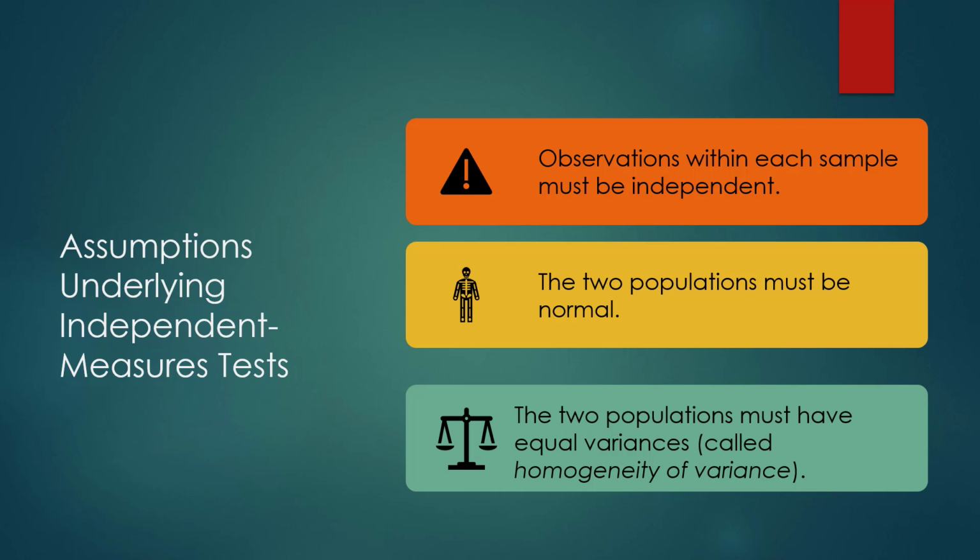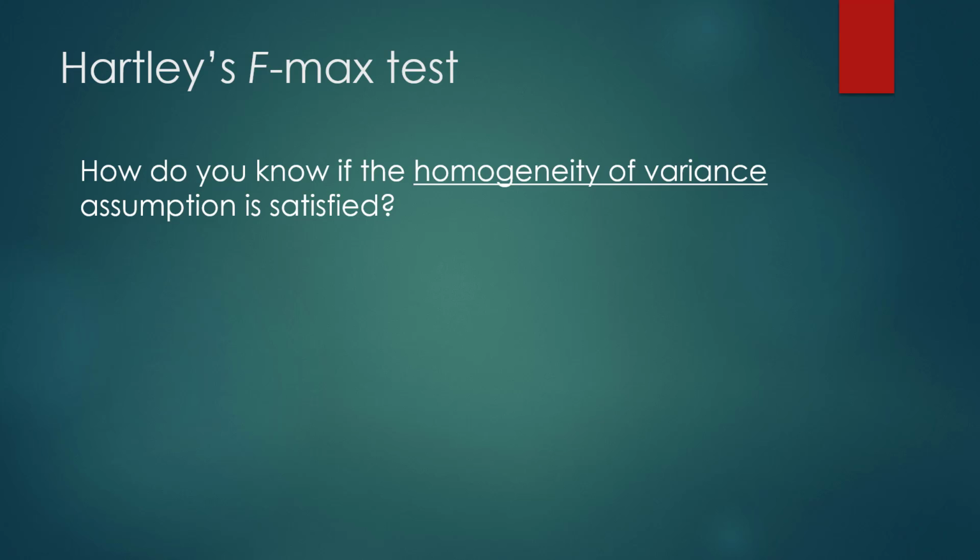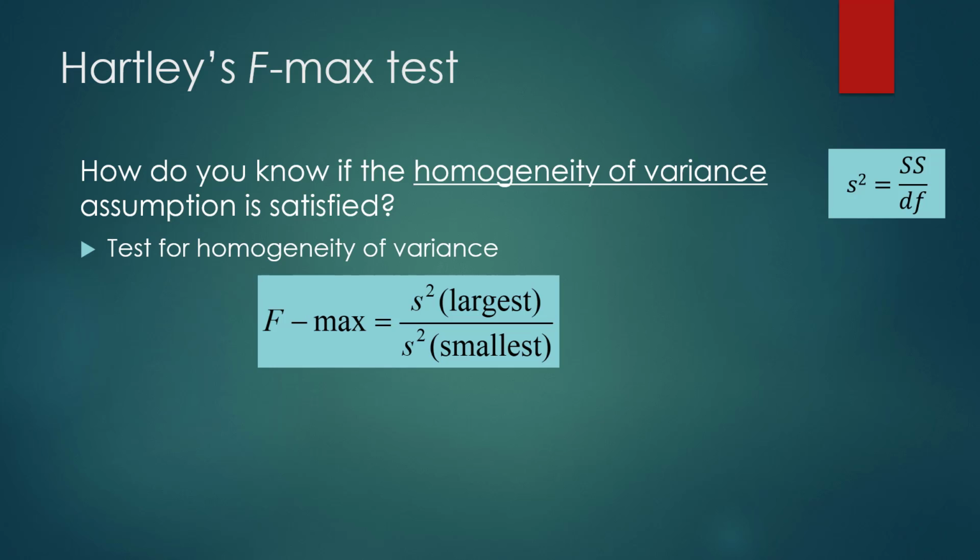And you'll see this when you do SPSS analysis. It will automatically calculate that for you. So what we're going to talk about now is how do you know if that homogeneity of variance assumption is satisfied? And that's something called Hartley's Fmax test. So the test for homogeneity of variance is this Fmax test, where we take the largest variance between the two samples over the smallest variance. And so it's just a simple fraction. And then again, just to remind ourselves, variance is the sum of squared deviations over degrees of freedom.